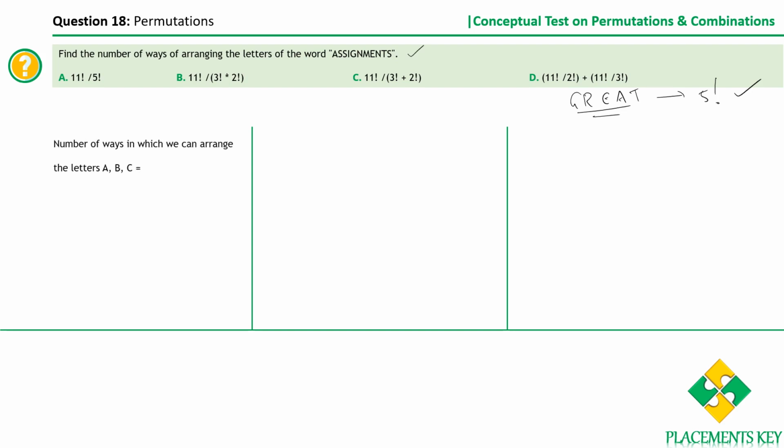Let me take an example with ABC. The number of ways in which we can arrange the letters ABC is 3 factorial, because we have 3 distinct alphabets, so it is 3 into 2 into 1. Let's see what those are: A, B, C; A, C, B. Then if B comes in the first blank: B, A, C; B, C, A. If C comes in the first blank: C, A, B; C, B, A.